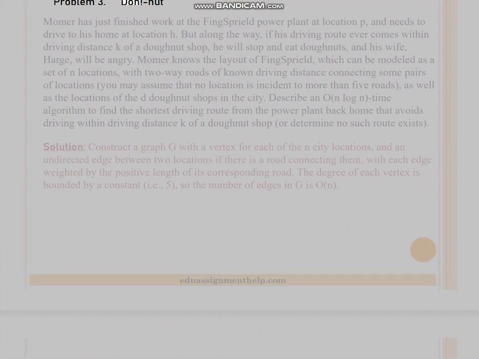Problem 3. Donut. Momer has just finished work at the Pfingstbrield power plant at location P, and needs to drive to his home at location H. But along the way, if his driving route ever comes within driving distance K of a donut shop, he will stop and eat donuts, and his wife, Harge, will be angry.